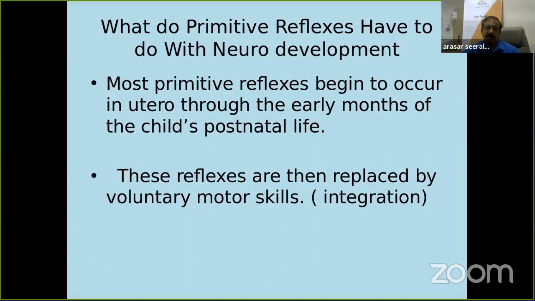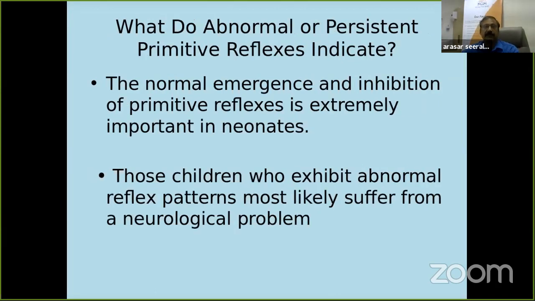Assessment of primitive reflexes gives good clues to neurodevelopmental delay, or actually gives us the early red flag signs as they are developing. Most primitive reflexes begin to occur in utero, that is, they develop through the early months of the child's postnatal life. But these reflexes are then replaced, as the child grows, by the voluntary motor skills, which we call integration, which happens because of the cortex slowly taking control over them through inhibitory sequences.